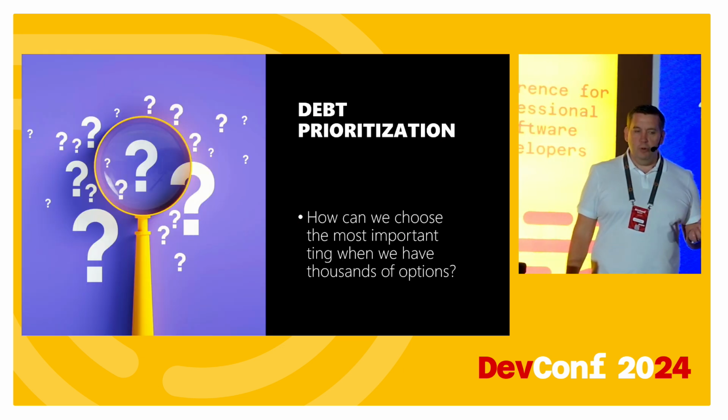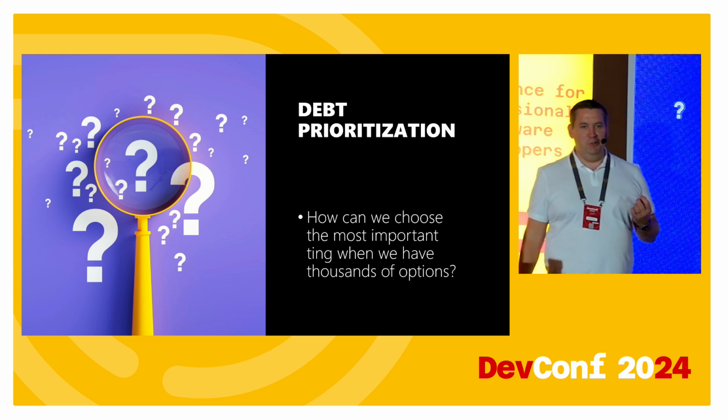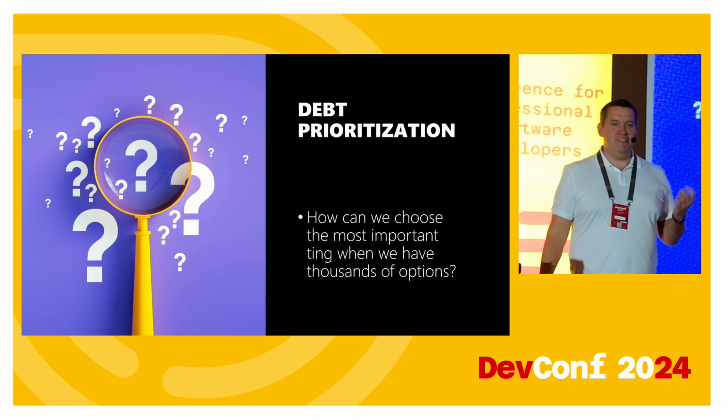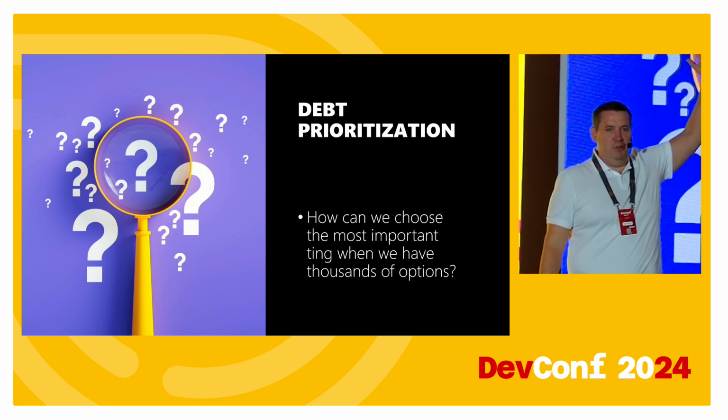Now the problem is, how do we prioritize this? Because usually we have a lot to choose from. If I say you get to fix one technical debt issue in your product, do you know exactly which one will give you the most business value?